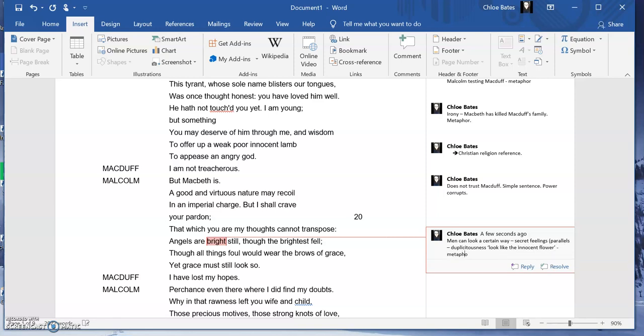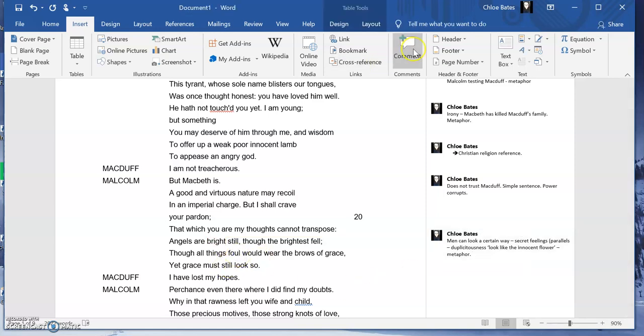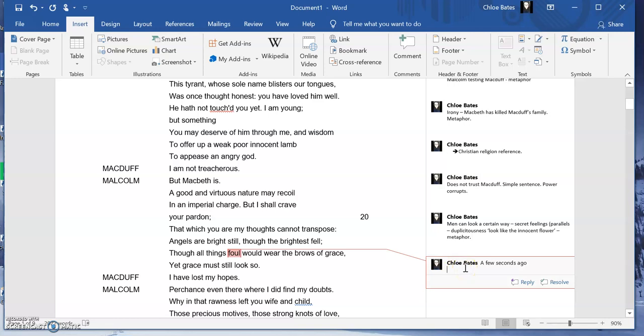So another metaphor, Shakespeare loves a metaphor. And you can see also, though all things foul, we have this reference to the play again, fair is foul, foul is fair. So message of the play is, I'm going to put the little mini quote, fair is foul, here.